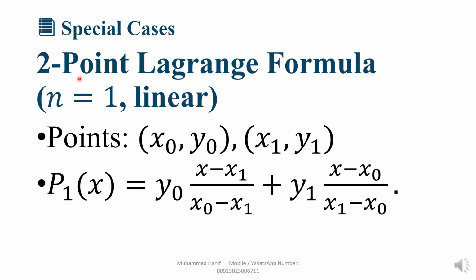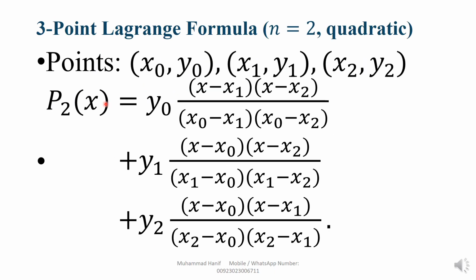Suppose here is given a 3-point Lagrange formula, 3 points. Which formula do we use? Now you can see here the 3-point Lagrange formula, n equal to 2, because you can see here the value of n is 2, x2 and y2, quadratic, 3 points. It means here is given the first point, the second point and the third point. Then we use the formula in Lagrange form.